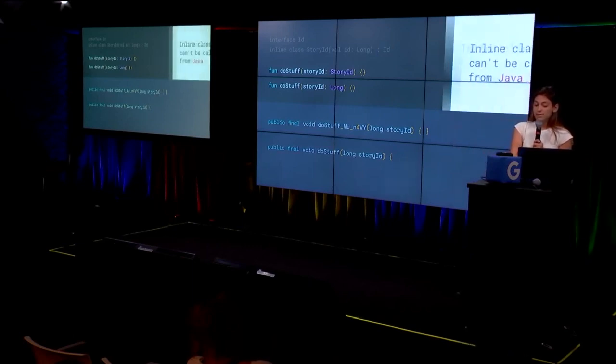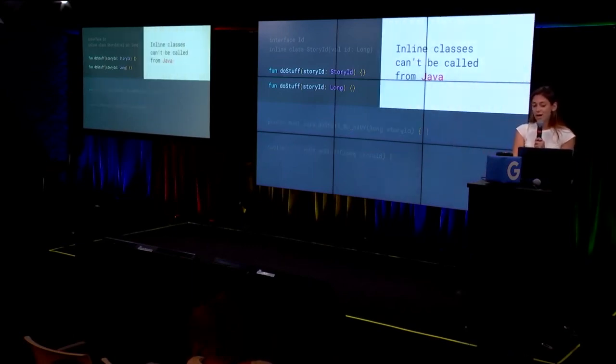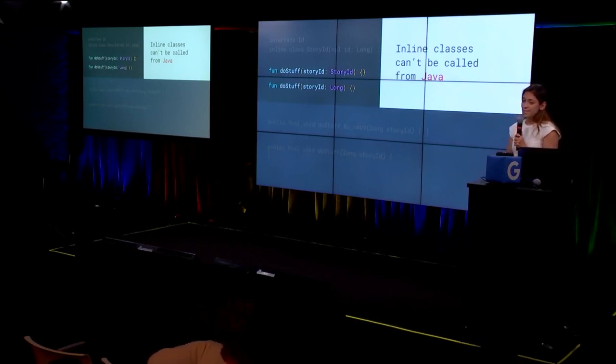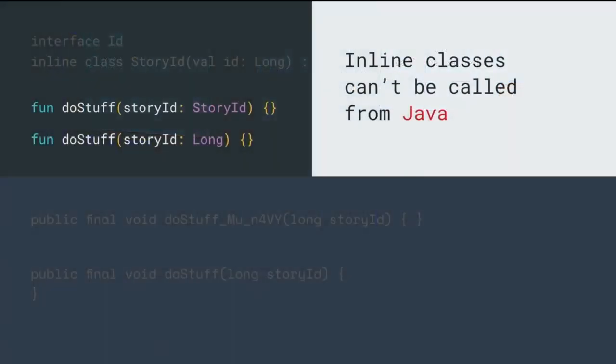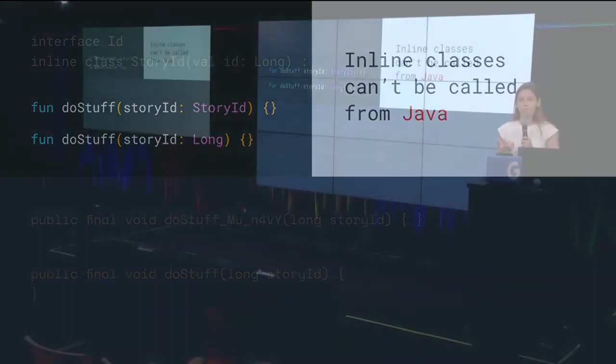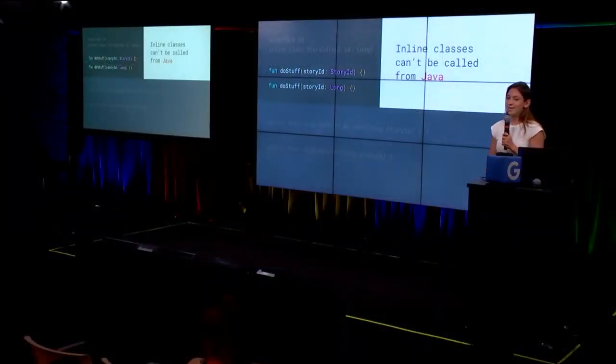The consequence of this mangling is that inline classes can't be called from Java, because that kind of schema won't be able to be interpreted by Java. So the problem with this is that if you're in the process of migrating your code base from Java to Kotlin, you have to be careful, because even if you would want to create an inline class from one of your classes, if that class is still being used in Java, then you have to wait until all of your code base that uses those classes is indeed in Kotlin.